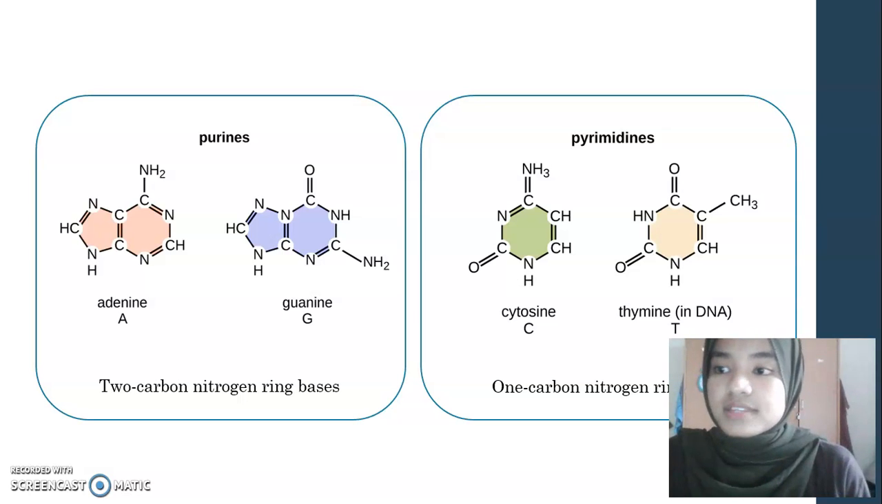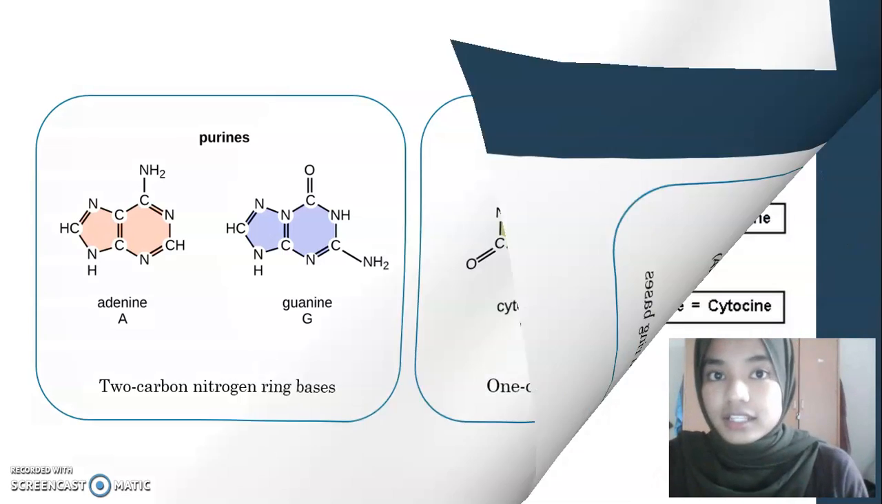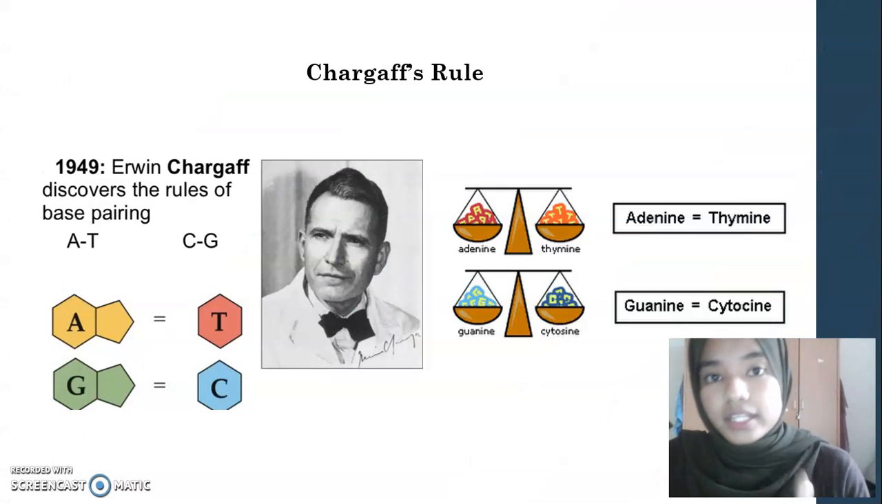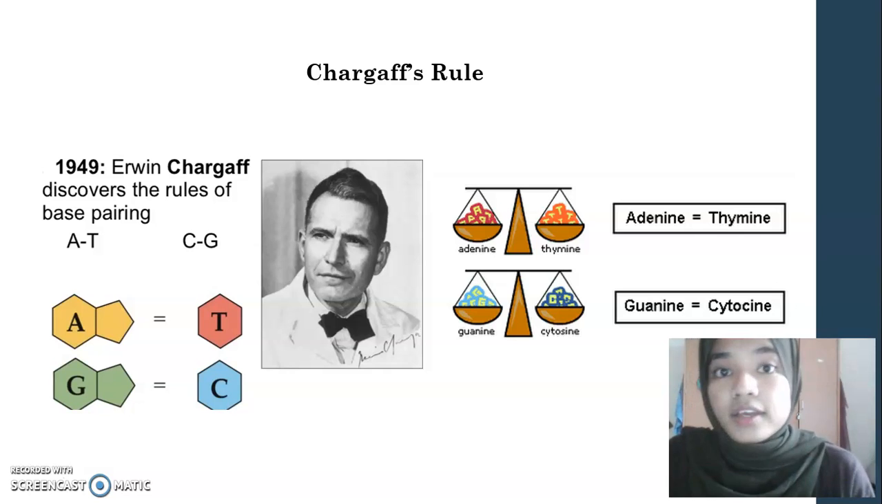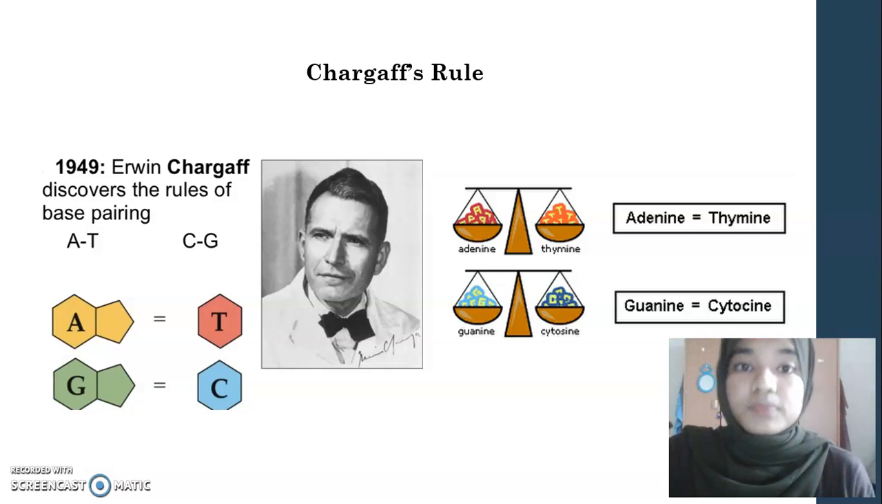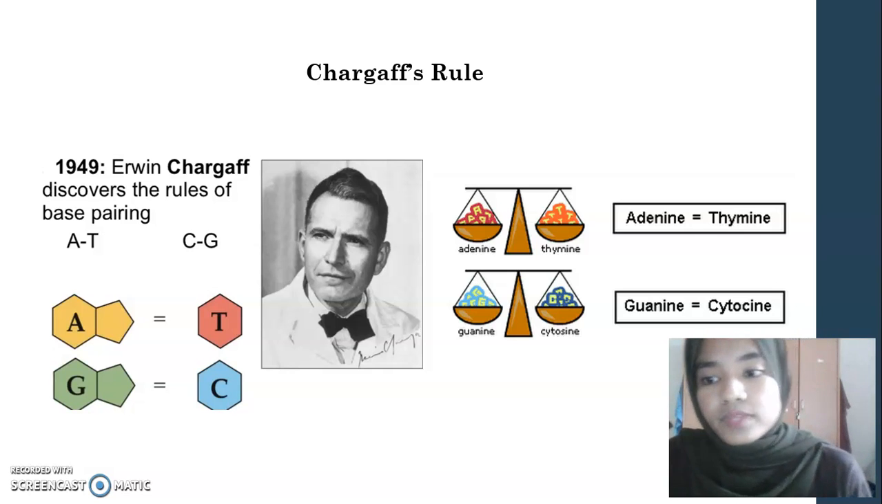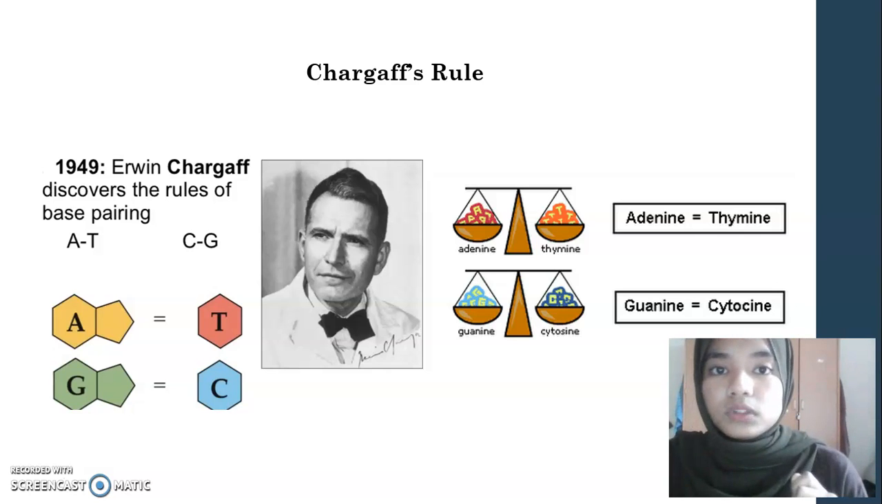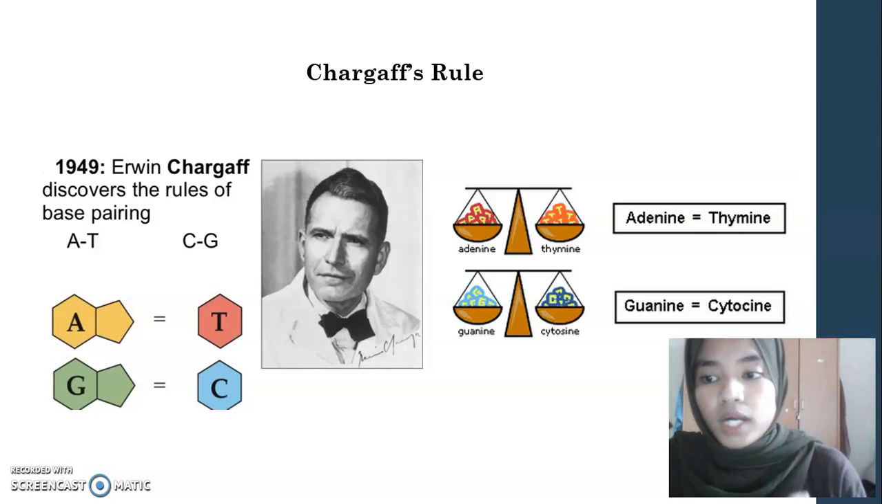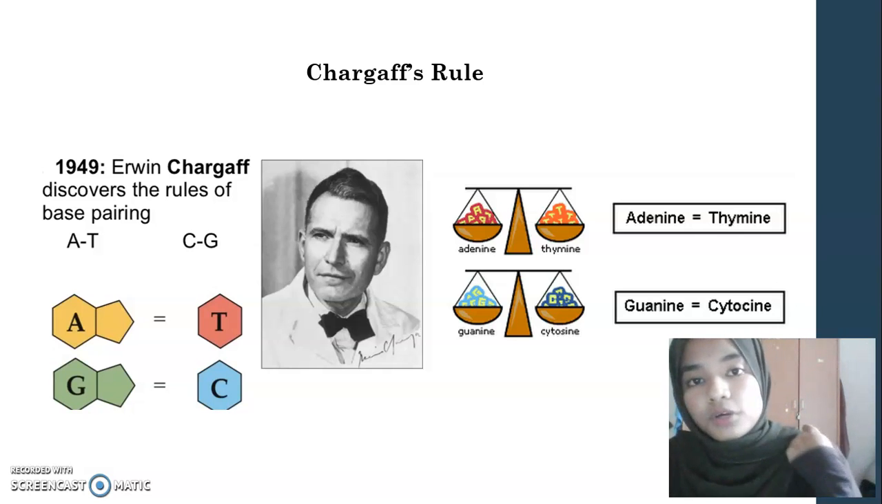Chargaff's rules stated that the amount of adenine, thymine, guanine, and cytosine in DNA varies from species to species. In each species, the amount of adenine is equal to thymine, while the amount of guanine is equal to the amount of cytosine.